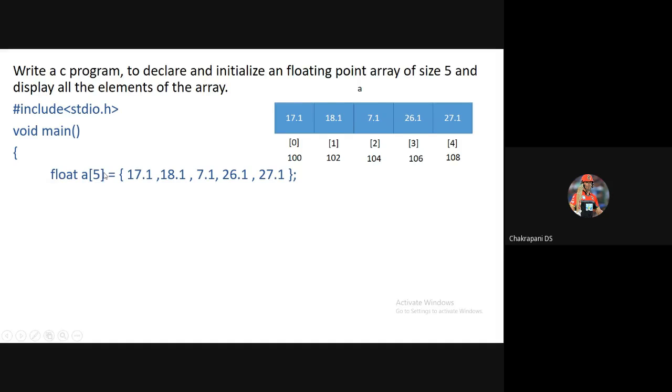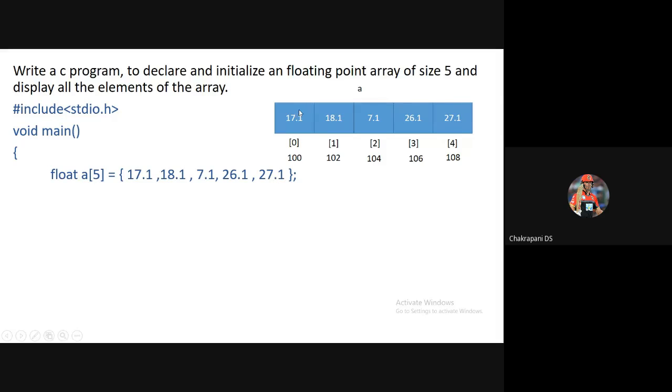After declaring this, you're going to write 17.1, 18.1, 7.1, 26.1, 27.1. All these values get stored here. Whether it is a floating point array or an integer array, the index value will still be the same: 0, 1, 2, 3, 4, depending on the size of the array. If the size of the array is 5, the last index value will be 4. Array size minus 1. Remember this. And for the address, integer or hexadecimal values will be there. Here I'm showing integer numbers.